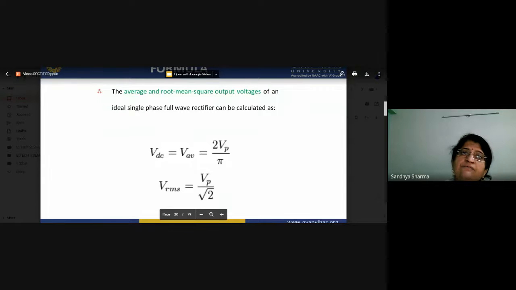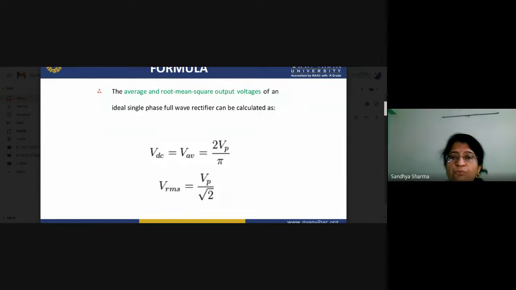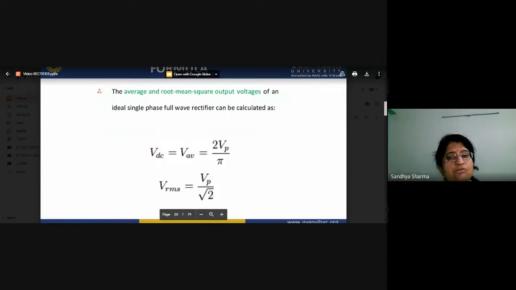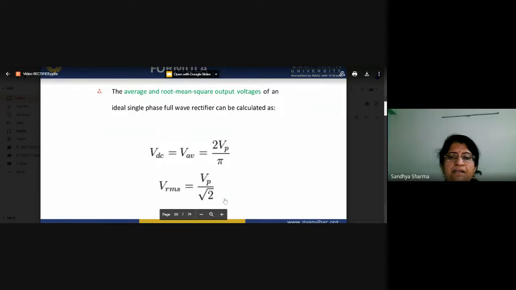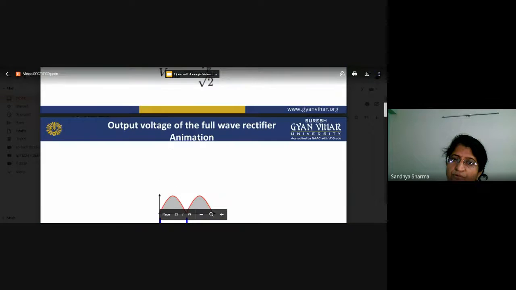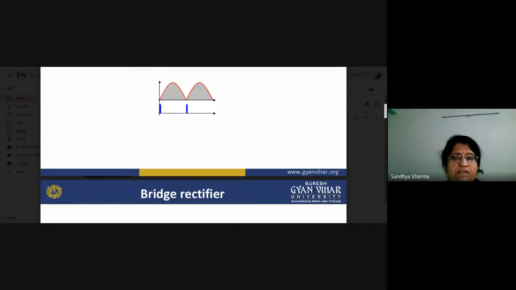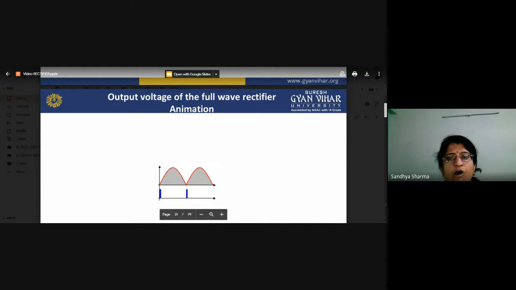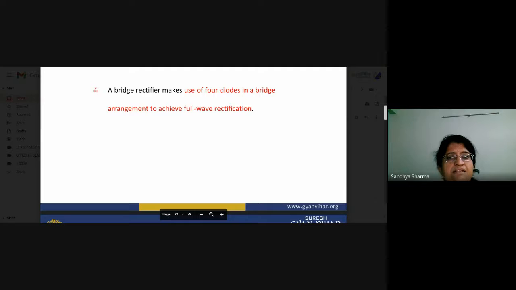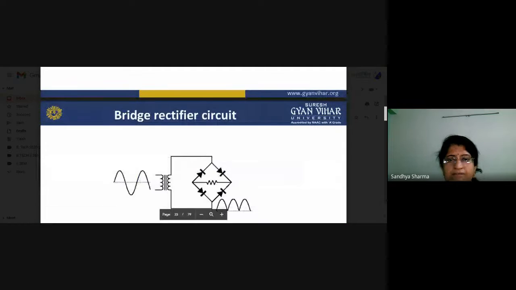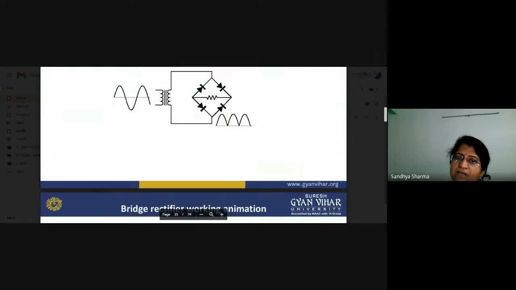We will take 1 upon pi, integral from 0 to pi of Vm cos omega t. That is the value, 2 times that of the half wave rectification, and the Vp by root 2 is the VRMS value. By using these two values, you can see here this is the output of the full wave rectification. The same thing holds in our bridge rectifier. There is also a VDC, and both are equal.